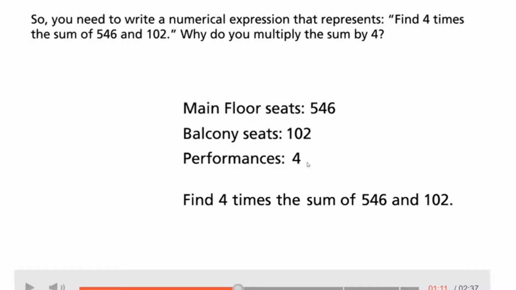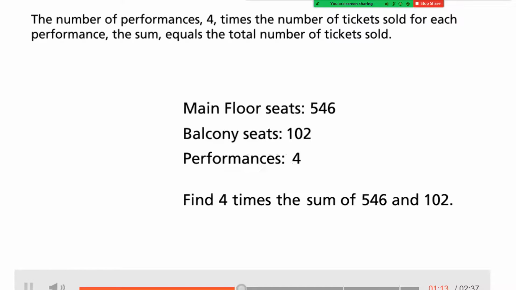Okay, now here, stop and think about the information that you've been given. We are going to figure out the total number of seats first because there are seats in 2 different areas. Now, those number of seats are per show. So for one show, we're going to have those total seats filled up. Now, since there's going to be 4 shows, they're going to be filled up 4 different times. That's why we're going to multiply by 4. The number of performances, 4, times the number of tickets sold for each performance, the sum, equals the total number of tickets sold.